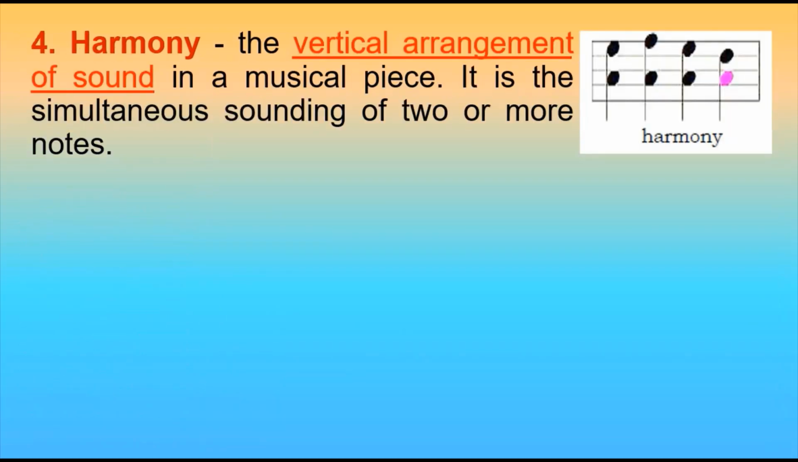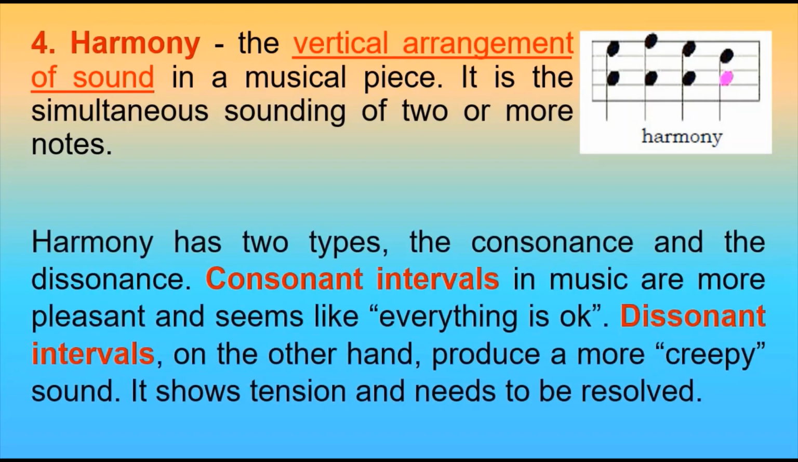Number 4. Harmony. The vertical arrangement of sound in a musical piece. It is the simultaneous sounding of two or more notes. Harmony has two types, the consonance and the dissonance. Consonant intervals in music are more pleasant and seem like everything is okay. Dissonant intervals, on the other hand, produce a more creepy sound. It shows tension and needs to be resolved.